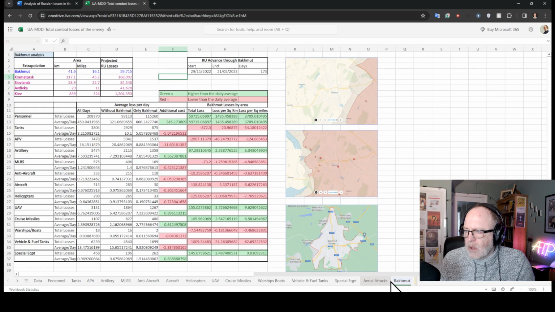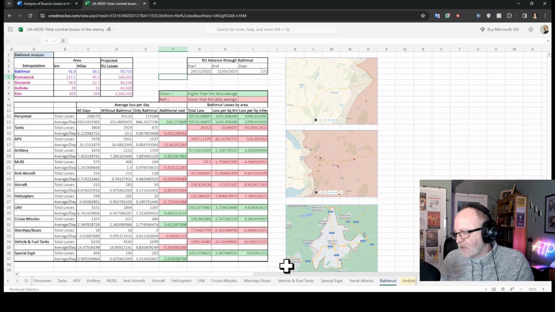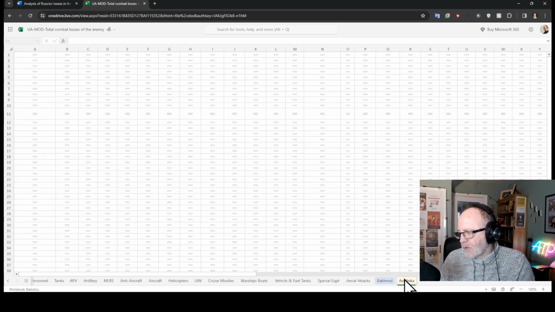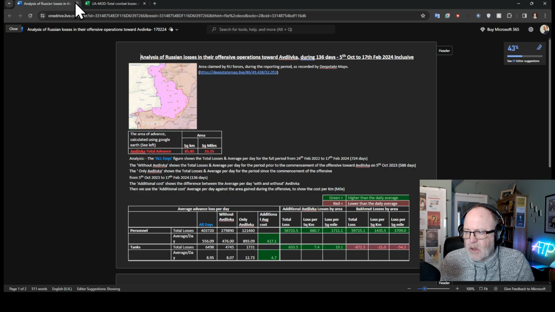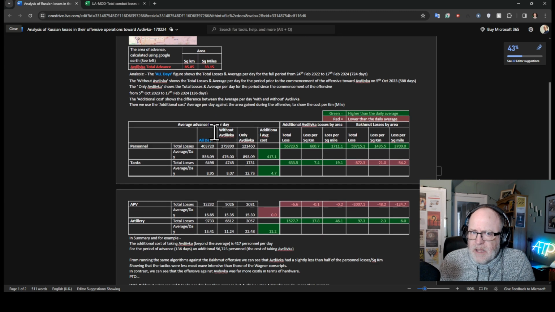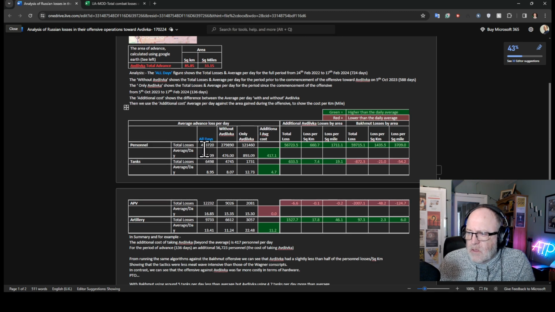Right, we're going to have a look at Bakhmut stats and Avdiivka stats, and that's really where we're going today. The main thrust of today, even though that's a big preamble, is just topping up what I've told you before. Now, what Del has done here is he's looked at Avdiivka, just to explain these stats a little bit. He's looked at the total losses. So there you see the total losses of the Russians.